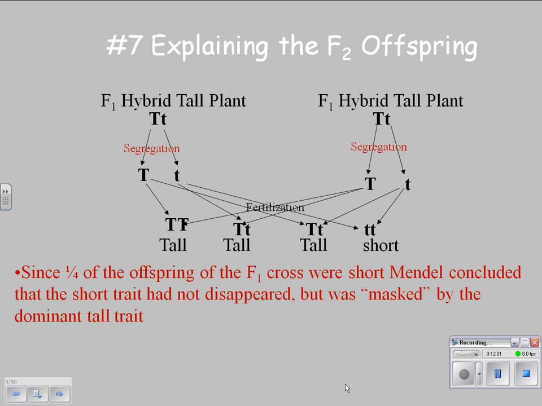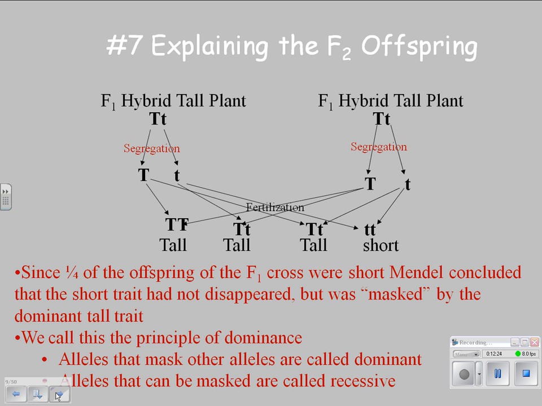Since 1/4 of the offspring from the F1 cross were short, Mendel concluded that the short trait had not disappeared, but it had been masked. This is an important question because previously they believed that there was a blending. Now we knew that it wasn't a blending. We knew that there were separate traits. He called them factors. We call this the principle of dominance. Alleles that mask other alleles are called dominant. Alleles that can be masked are called recessive.